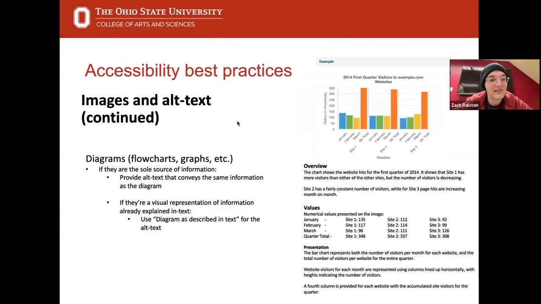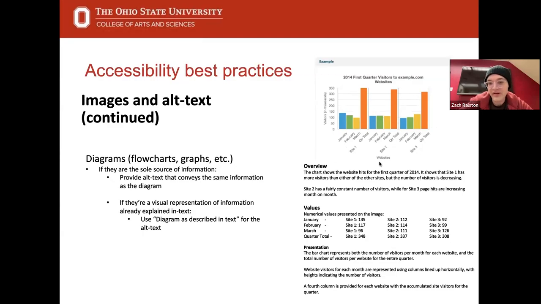So lastly, this is where things might seem a little bit more complicated. This is alt text in the context of flowcharts, graphs, and things like that. Members of the web accessibility team can definitely chime in on this if they want to, because this is where things get a little bit more tricky than just describing a picture of a bird. So with diagrams, if they are the sole source of information, the alt text has to convey the same data and information that the diagram is showing.